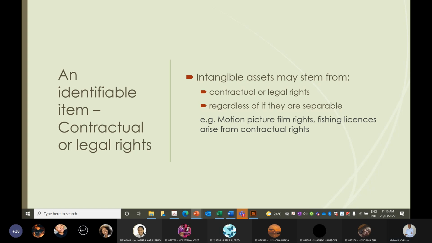All right. Other things, you may have contractual obligations. So what happens here? Contractual rights: intangible assets that arise from contractual rights.